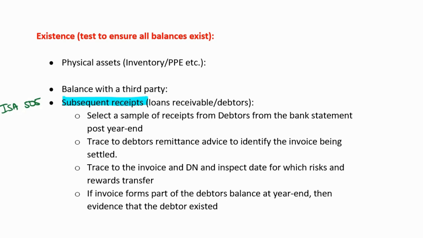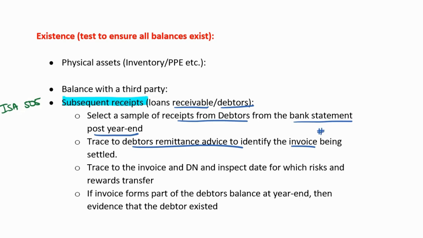Let's look at subsequent receipts. It's specifically now for loan receivable or debtors because they actually pay us. So I select a sample of receipts from the bank statement post year end. So I go into the bank statement after the year end. I then get any receipts from the debtor and I trace those to the debtor's remittance advice. Go back and have a look at your cycle, guys. When the debtor is going to make a payment, they send us a remittance advice which details the invoices they are paying.